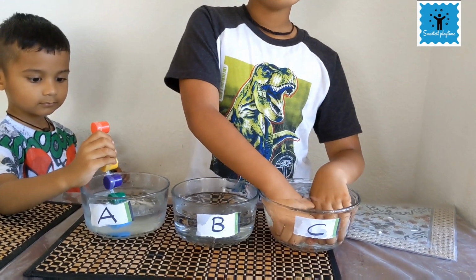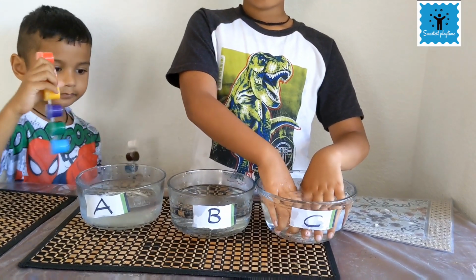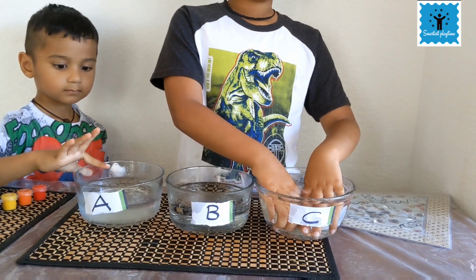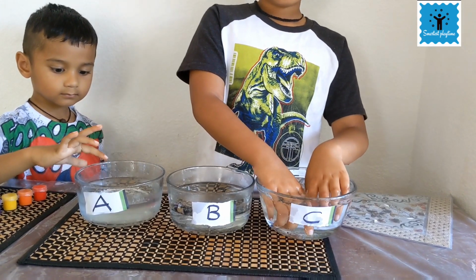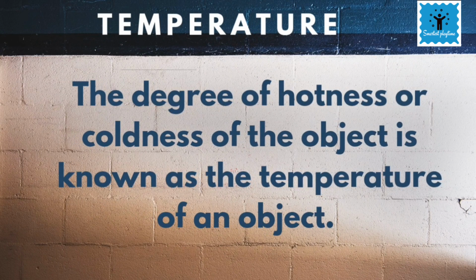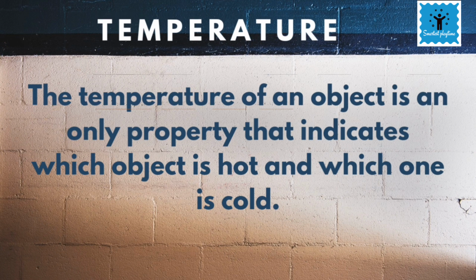Now, your right hand feels that the water is hot and your left hand feels that the water is cold. It means our sense of touch is actually not at all reliable. So the reliable measure of hotness and coldness of an object is called the temperature of an object. It is the only property that indicates which object is hot and which one is cold.